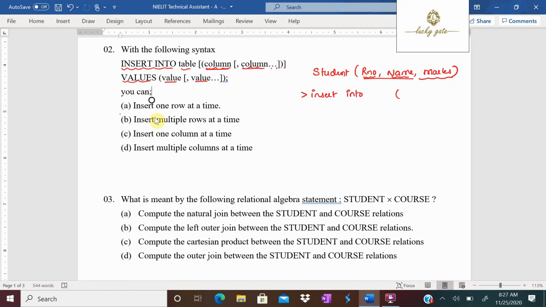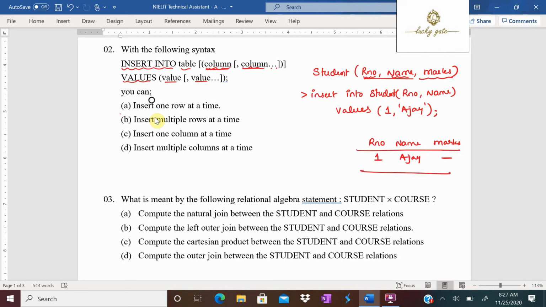Insert into table means the table name we have to specify. Insert into table student, and I wanted to insert only roll number and name attributes. Values 1, Ajay, close. Now by using this query, what is going to happen in the student table? In the student table, the attributes roll number and name are inserted with the values 1 and Ajay. This is 1 and this is Ajay. What about marks? Marks is not inserted. This is just empty. This is an instance of a table.